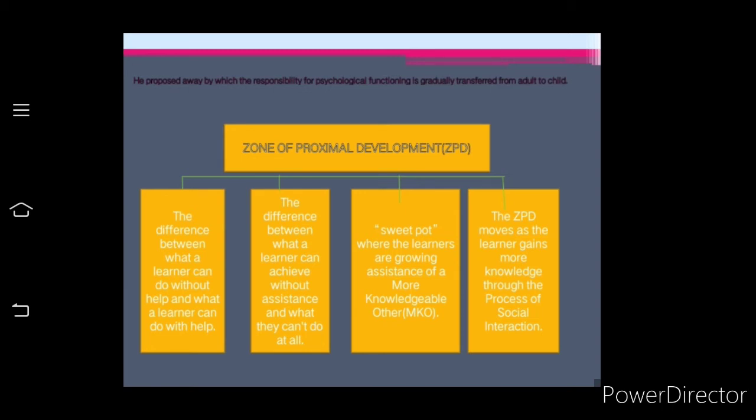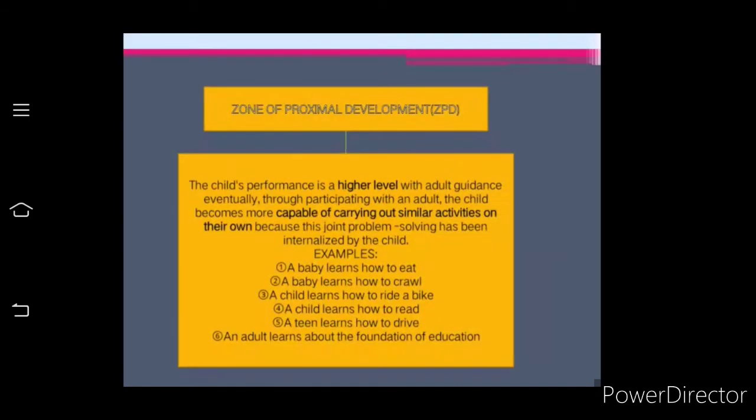The fourth is that the ZPD moves as the learner gains more knowledge through the process of social interaction. We cannot deny that in social interaction we learn a lot. So in this case, the zone of proximal development was being widened through the process of social interaction.